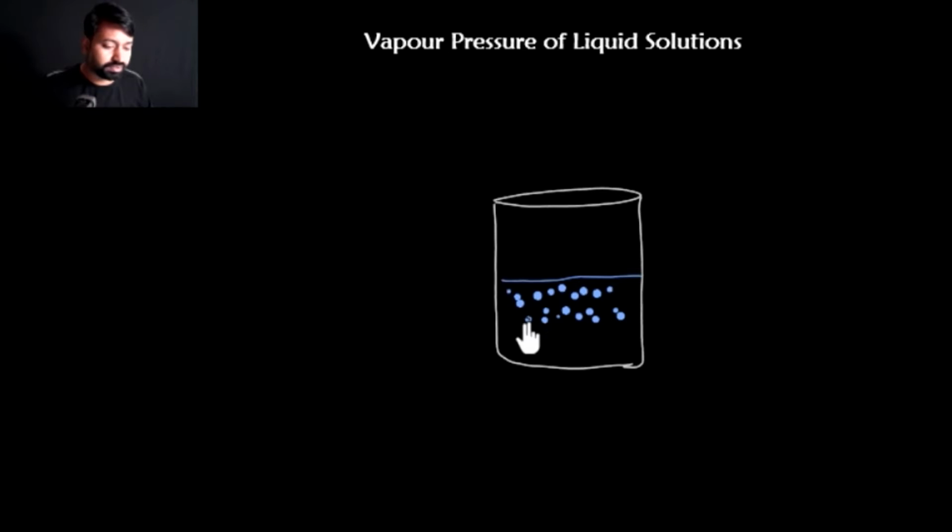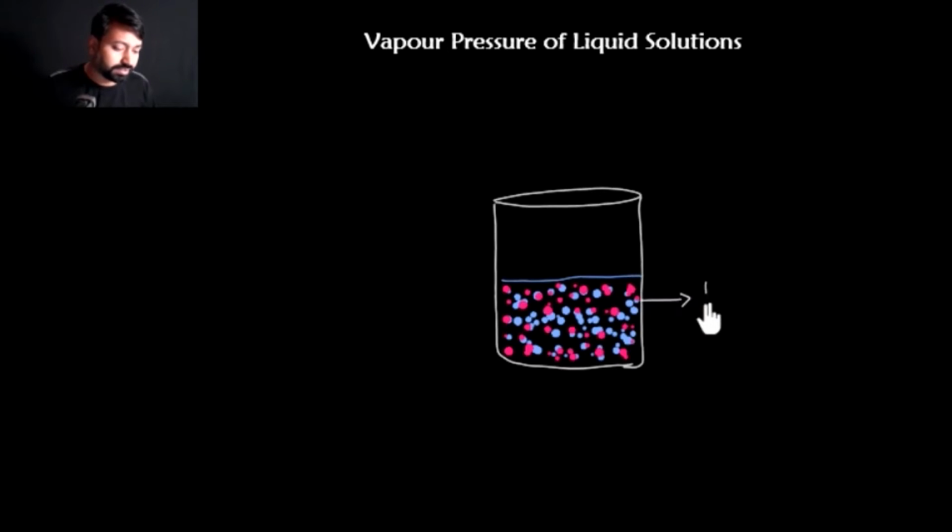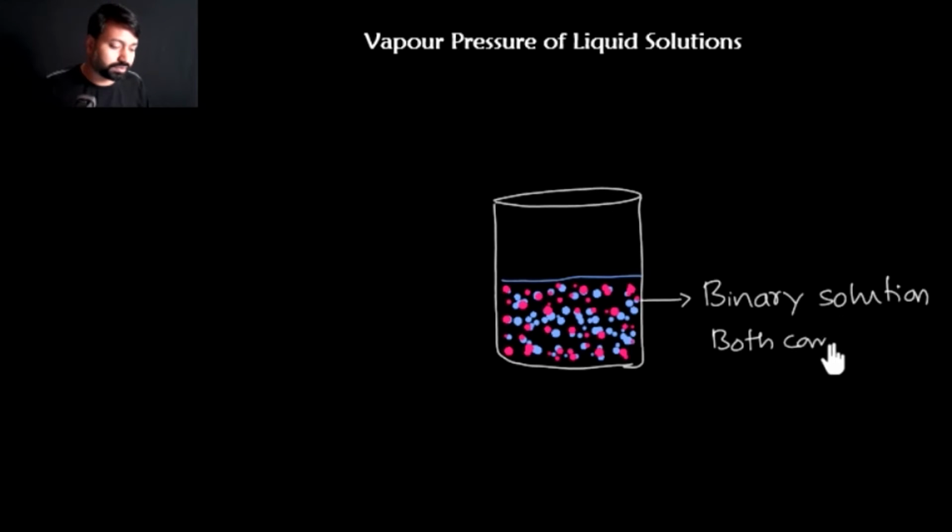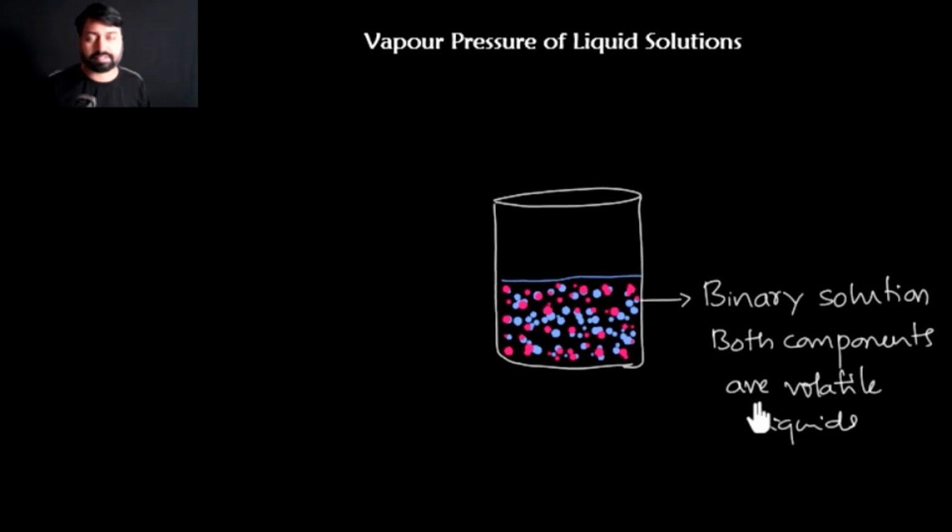This is the one liquid, and there is one more type of liquid. Both are mixed and both are volatile liquids. And therefore it is called a binary solution. One thing is, binary solution means there should be two components. Both the components here are liquids. Both components are volatile liquids. Okay, this is one part.